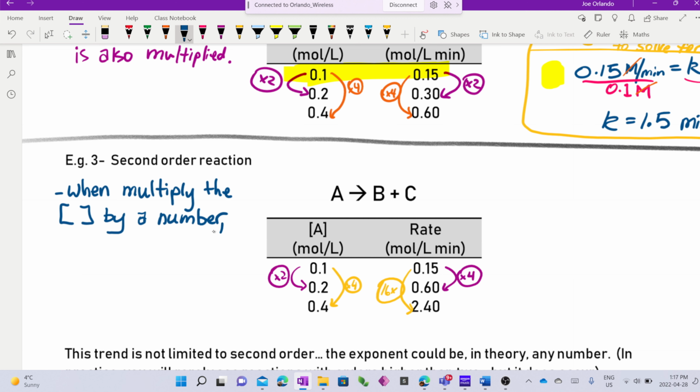When we multiply the concentration by a number, the rate goes by the square of that number.